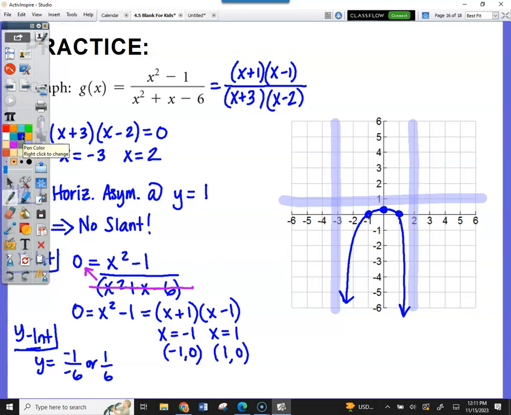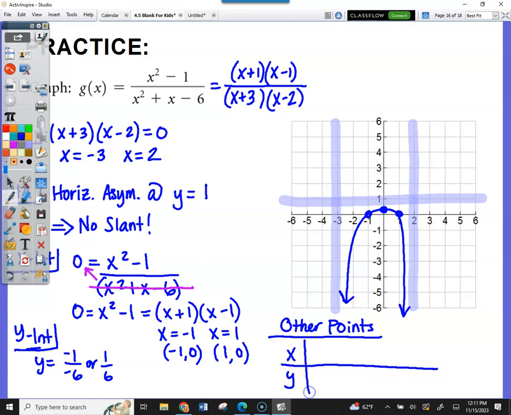So you can type, we're going to label this as other points. Now I don't have room to write my normal T-chart, so I'm going to write it out as a horizontal T-chart. Table, but horizontally. All right, so we're going to pick -4, -5. I'm actually going to pick 3 and 4 on the right. So I picked 2 numbers from the section that's blank and 2 numbers from the section that's also blank on the other side.